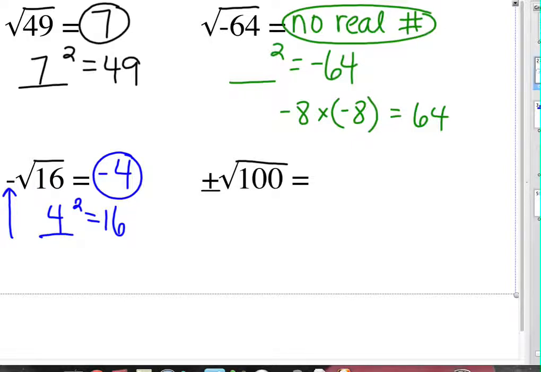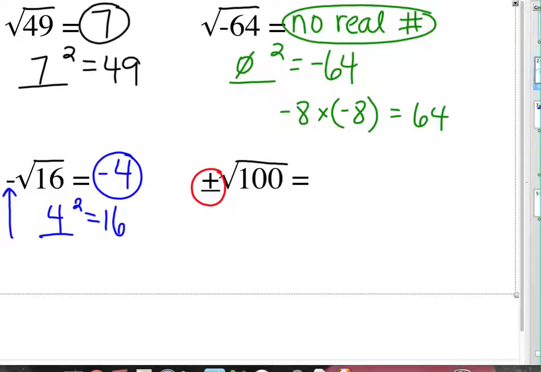Okay, so we're going to say nothing, like so, right? Nothing squared will equal negative 64. Not 0, but nothing at all. And then the last one we have here says positive and negative, right? That's what this little symbol means. We want the positive and the negative version of the square root of 100.